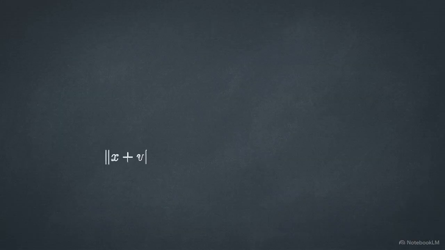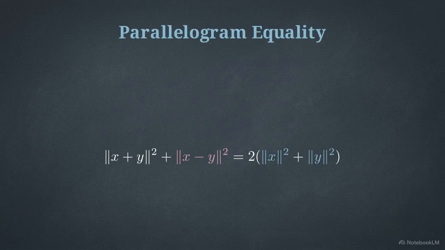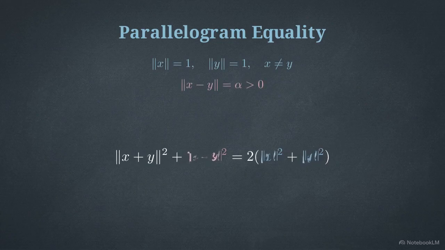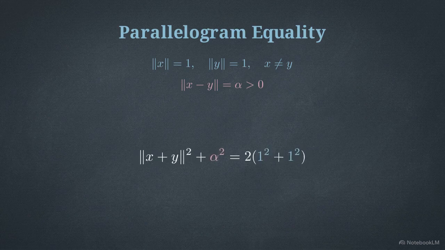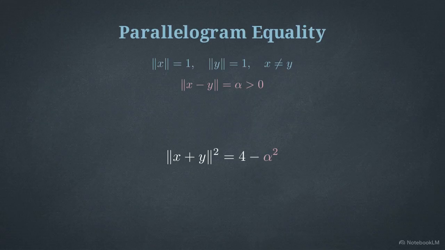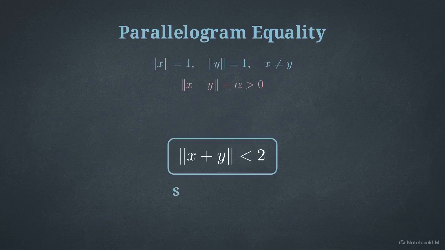Part A of the lemma proves that Hilbert spaces are strictly convex, relying directly on the parallelogram equality. If we take two distinct vectors, x and y, of norm 1, separated by some distance alpha, we can substitute those values into the equation. It simplifies to the norm of x plus y squared equals 4 minus alpha squared. Since alpha squared is a positive number, the result is strictly less than 4, proving the norm of x plus y is strictly less than 2.